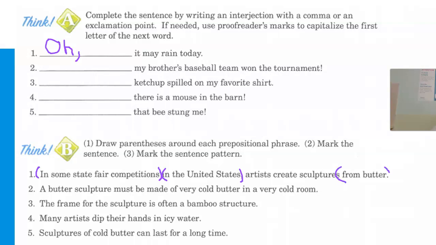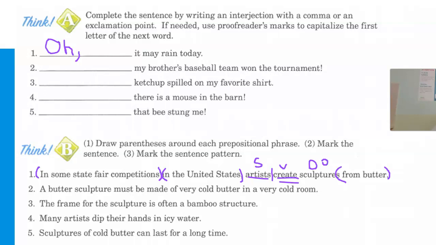Now, we should know that we're not going to find our subject and verb inside the prepositional phrase, so we would have artists create. Inside right there, artists create. Artists create what? Sculptures. So we would have subject, action verb, direct object. So let's look at number 2.